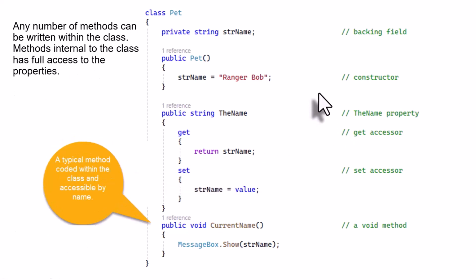A typical method coded with the class and accessible by the name looks like this. Any number of methods can be written within the class. Methods internal to the class have full access to the properties. So these guys can get at this stuff up here.